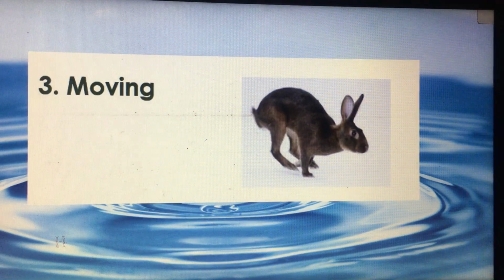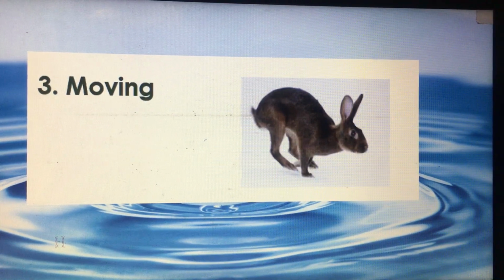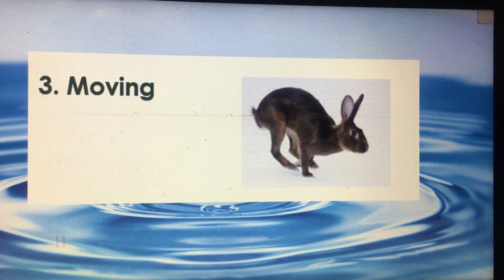Okay. The third life process is moving. Moving is very important to find food and drink. And also animals move to get away from predators. So moving is very important for animals, also for humans to find food and drink.